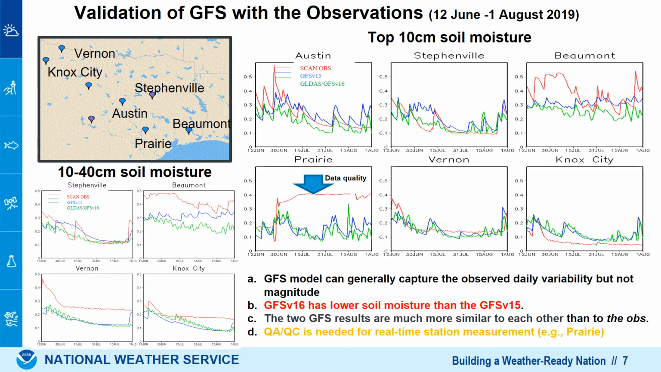different stations and models. The result shows the GFS model can generally capture the observed daily variability, but not magnitude. GFS V16 has a lower soil moisture than the GFS V15. The two GFS results are much more similar to each other than to the observations. QA/QC is needed for real-time station measurements for some stations.